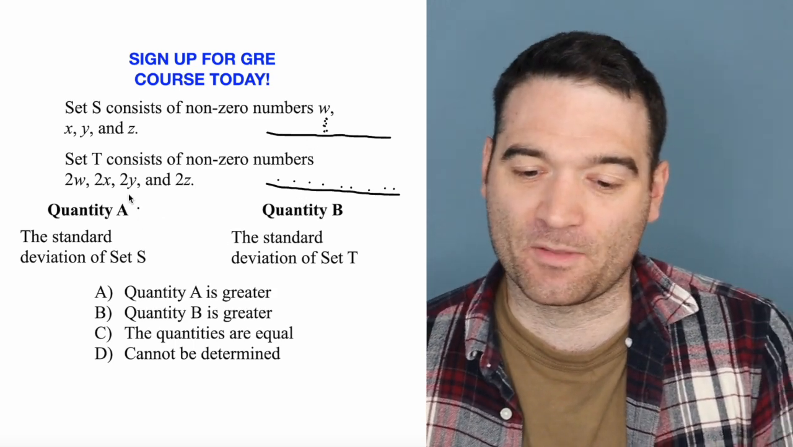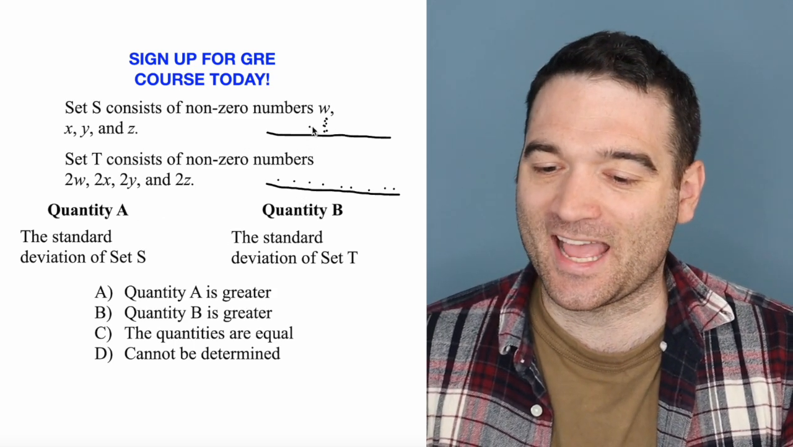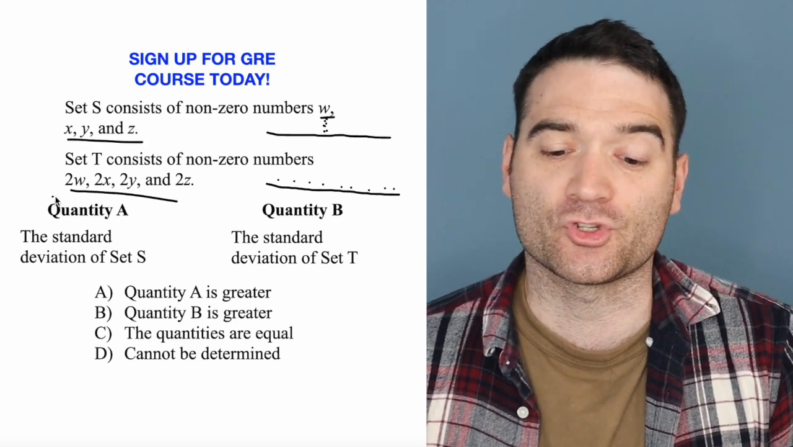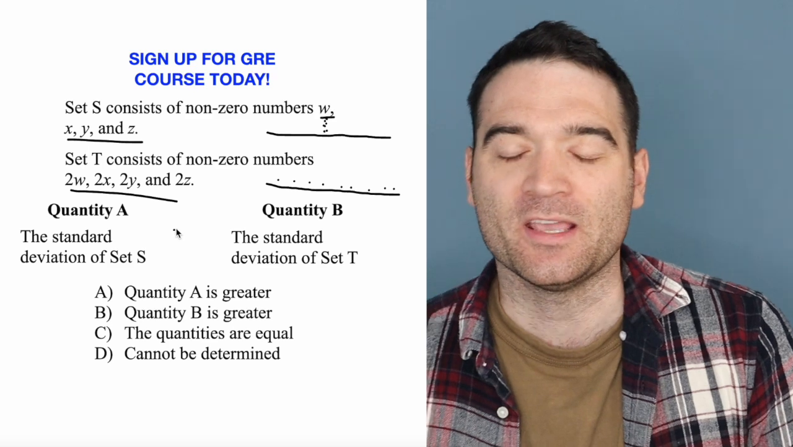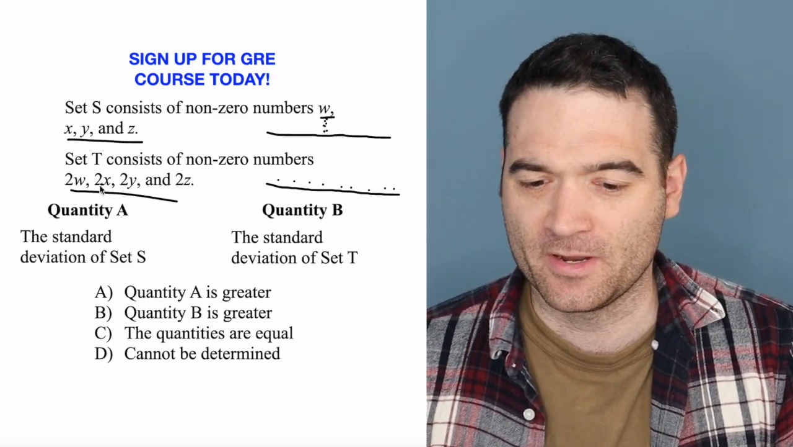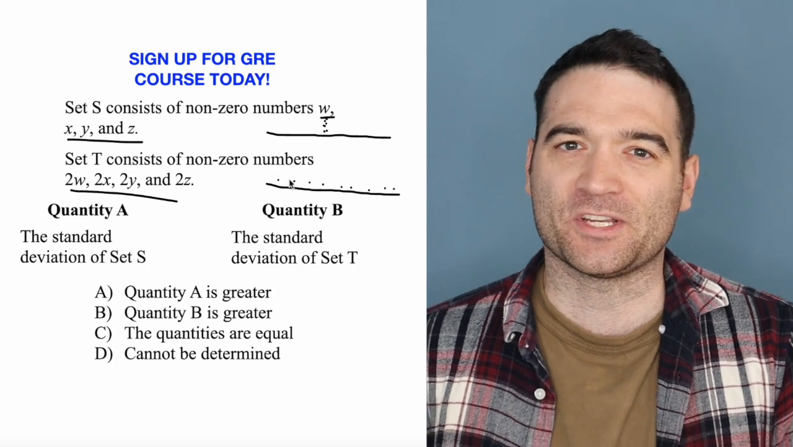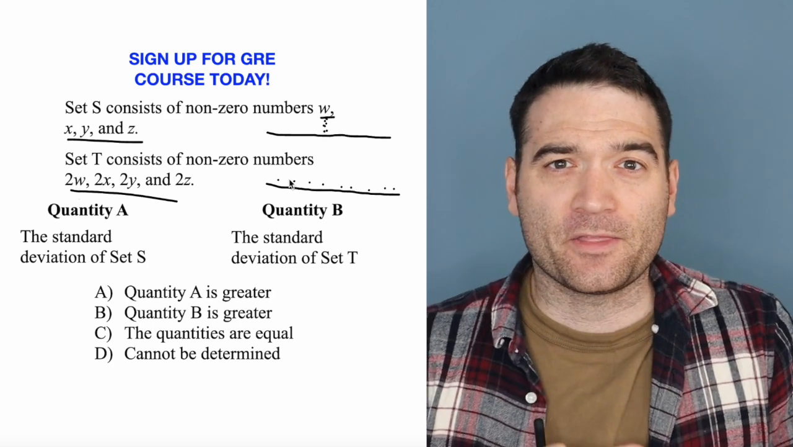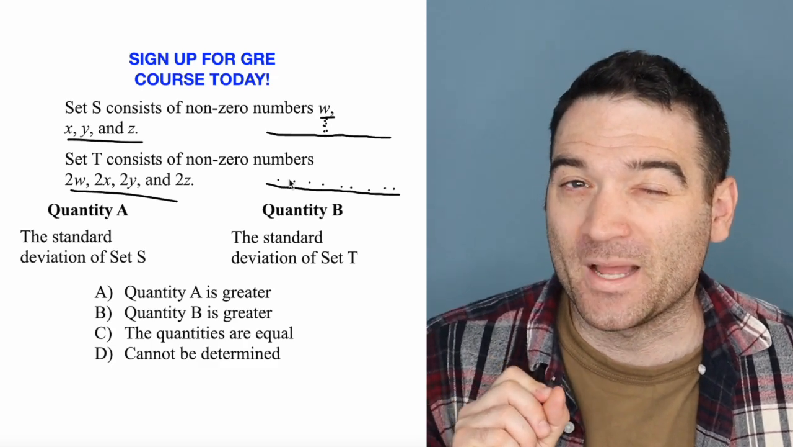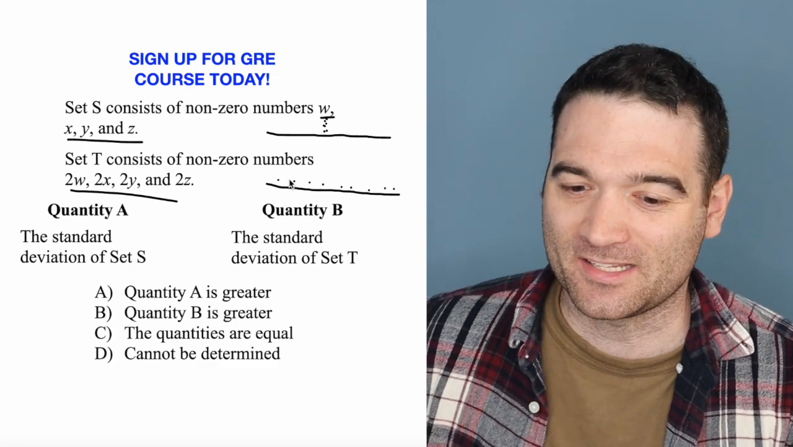And this is a quantitative comparison. So we're comparing this set, numbers W, X, Y, and Z, to numbers 2W, 2X, 2Y, and 2Z. Well, at first glance, you might want to say, well, yeah, quantity B is greater because if I multiply all the numbers in a set by 2, they're going to get more spread out, whether they're positive or negative. But there's one case we need to consider.